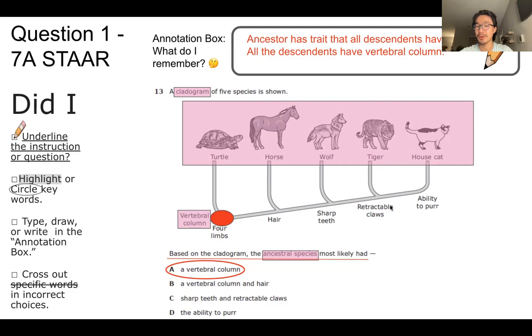It doesn't have the ability to purr because it's right here. And it's only having a vertebral column and 4 limbs. So which one is it going to be? We see a vertebral column, okay, that checks out.